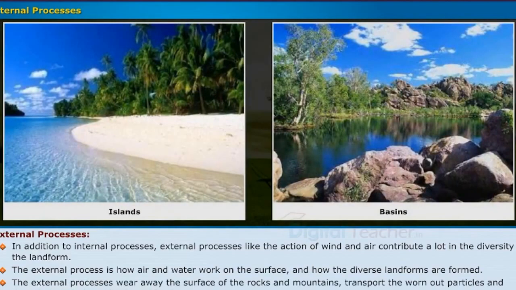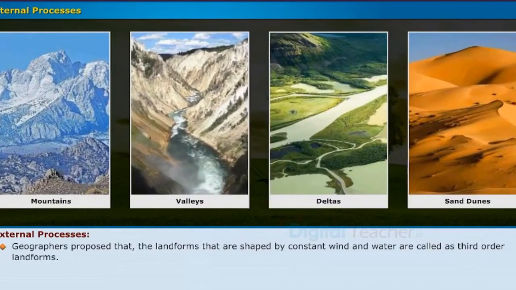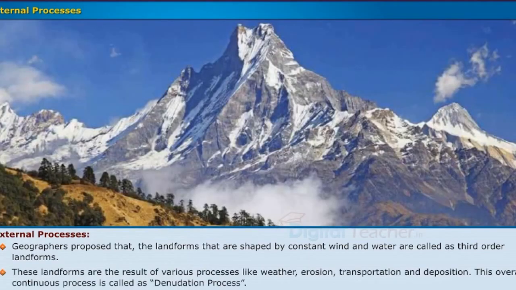The external processes wear away the surface of rocks and mountains, transport the worn out particles and deposit them in low islands and basins. Geographers propose that the landforms that are shaped by constant wind and water are called third-order landforms. These landforms are the result of various processes like weathering, erosion, transportation, and deposition. This overall continuous process is called the denudation process.